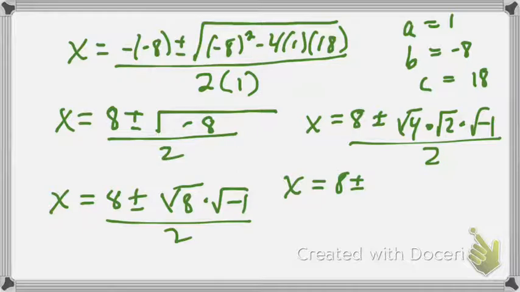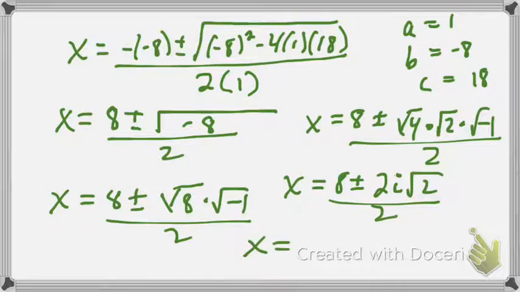The square root of 4 is 2. The square root of negative 1 is i. And then the square root of 2 can't be simplified. And then divide that by 2. Alright, and now we're going to divide 8 by 2. So it's going to give us 4. And then we're going to now divide. So you've got to divide each term by 2. So 2i square root of 2 divided by 2. So these cancel, leaving me with plus or minus i square root of 2.